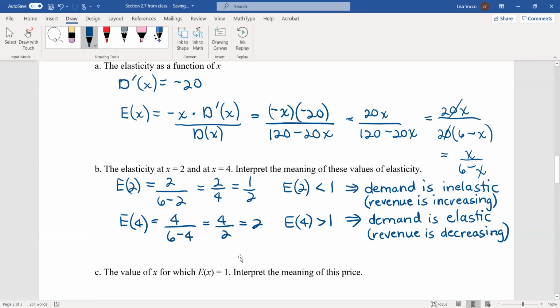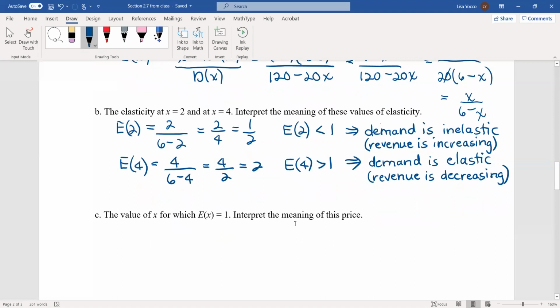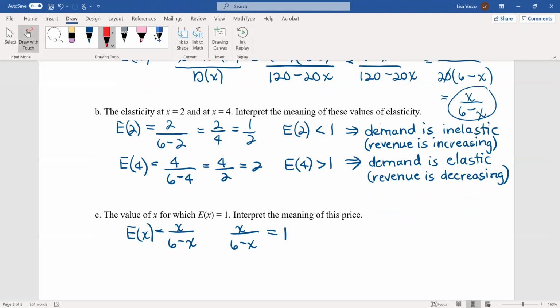Then part C says find the value of x for which E of x is 1. So up here is our reduced formula for elasticity. Let's write that right here. E of x is x over 6 minus x. So we want to set that equal to 1 and solve for x.